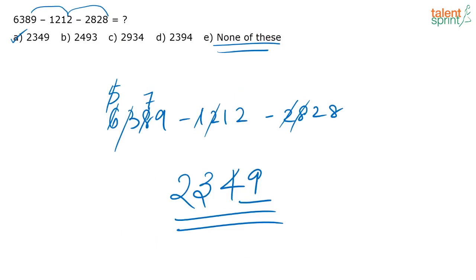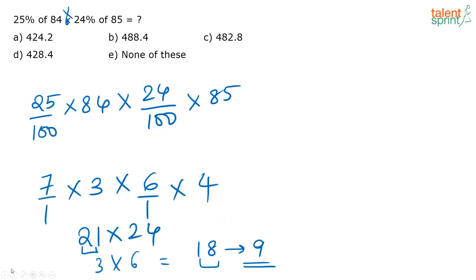Let us look at the first option. Sorry, what is the first option here? 424.2. So what do you have? 4 plus 2, 6, 6 plus 4, 10, 10 plus 2, that is 12, 12 plus 2 is 14. 14 becomes 5. So the first option is not your right answer because you need the digital root to be 9. So this is not correct. 488.4. Again, 8 plus 8, 16. 16 plus 8, 24. 2 plus 4, 6. No, that's not the correct answer. Look at this one, 482.8. 8 plus 8, 16. 17, 18. 18 plus 4, that is again 22. That is 4. No, not the correct answer.